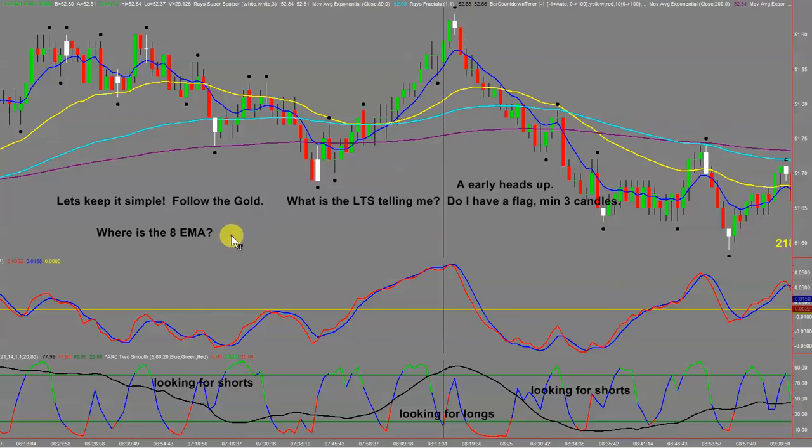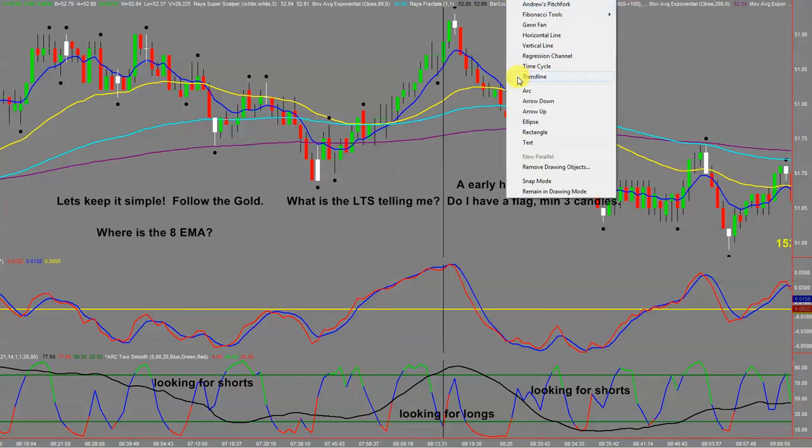So where is the 8 EMA? The other thing here is, what is the long-term stochastic telling me? So if we look down here on my long-term stochastic, we can see it's been overbought. We're now looking for shorts. We've got here, of course, a T10 setup. Long-term stochastic's down, short-term's come up, kicked over. Okay, and that is off a double top. So we're looking for shorts at this stage here, still looking for shorts. Now we're starting to kick up, we're looking for longs. We can see here the short-term has come down and kicked up.